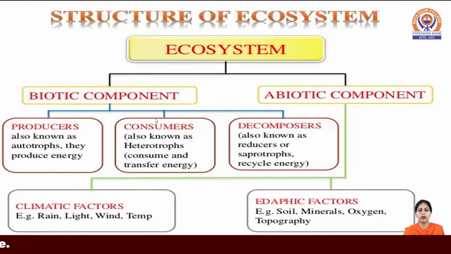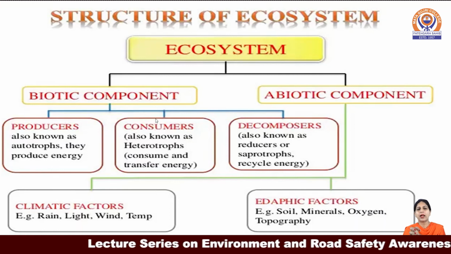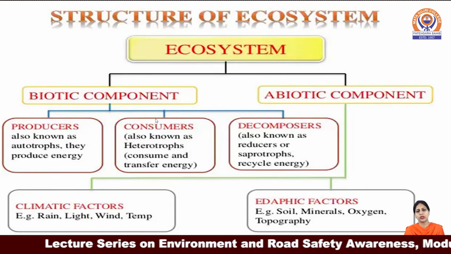Then coming to consumers. All the organisms or the animals that are dependent upon plants for their food are known as consumers. Now there are different levels of consumers, primary consumers, secondary consumers, that will be dealt with in detail in the next video. So here you can just understand that consumers are the animals or the human beings that are dependent on plants for their food.